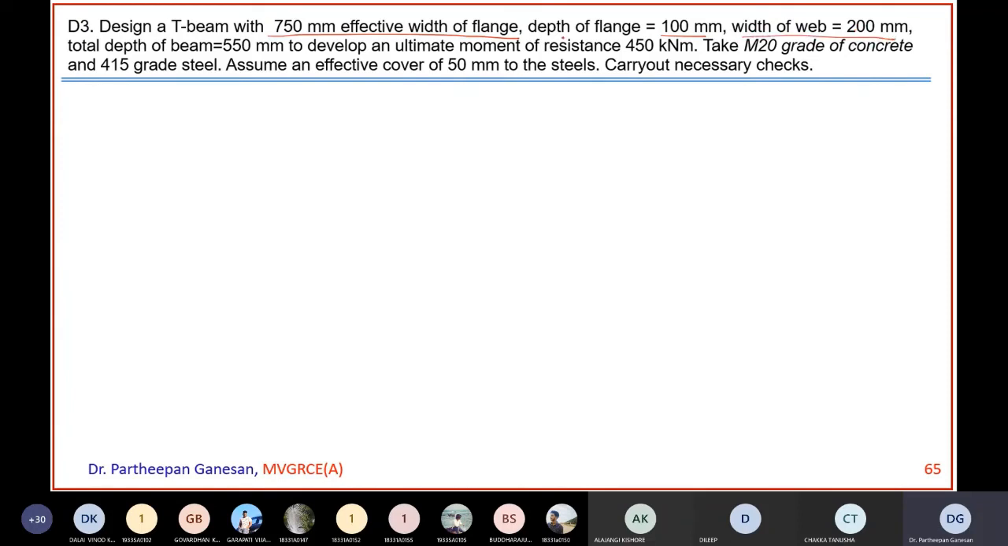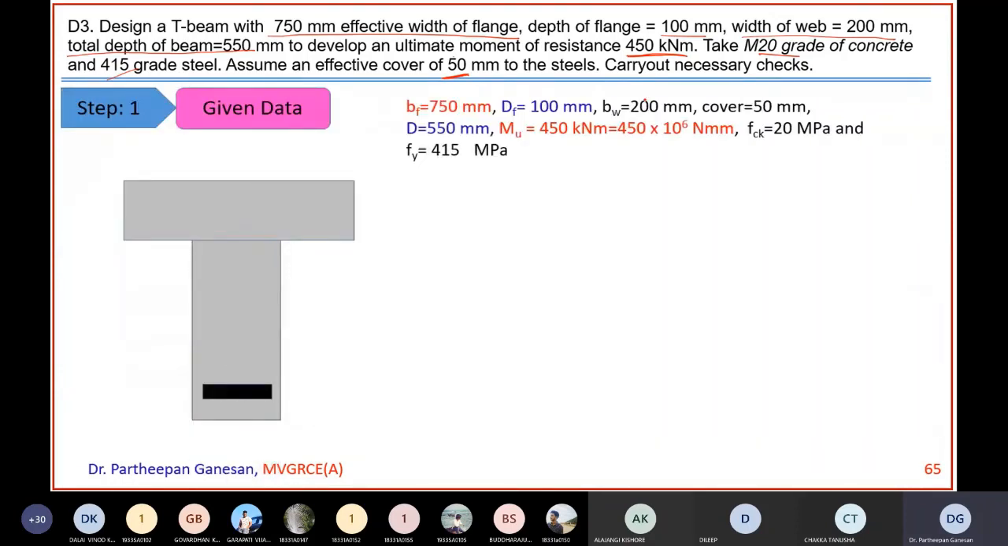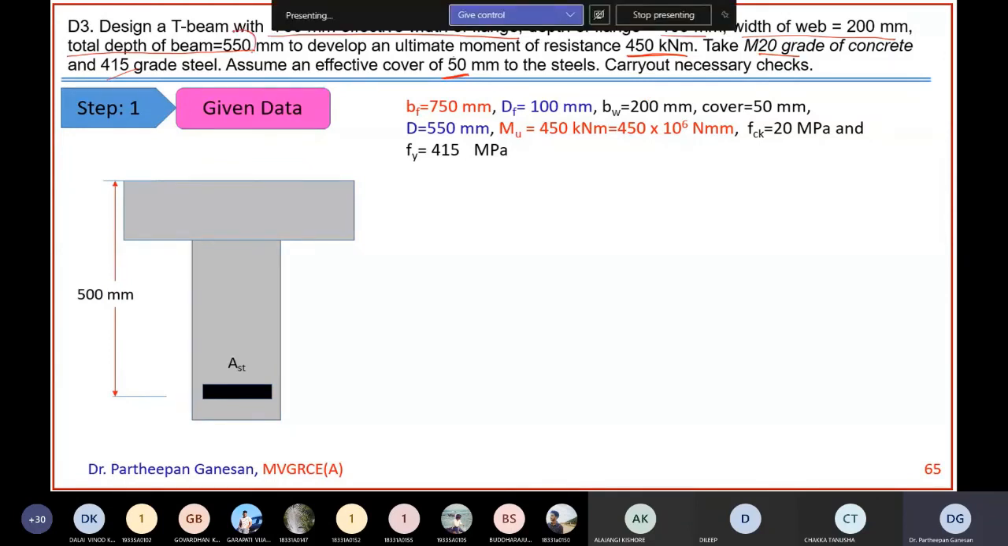Width of the web is 200 mm. Total depth of the beam is 550 mm. To develop an ultimate moment of resistance of 450 kilonewton meter. M20 grade, Fe 415. Effective cover to the steel is given. Carry out necessary checks. As usual, you will write all the data. Everything is given here.